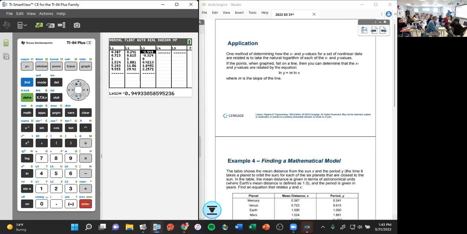Okay, so these values are all natural log of X. I want to put natural log of Y in L4. So to do that, arrow over, go up to the L4 header. I want column L4 to equal natural log of what? L2, second 2, close parentheses, enter. Is that kind of a neat way to do a lot of math in a couple steps?